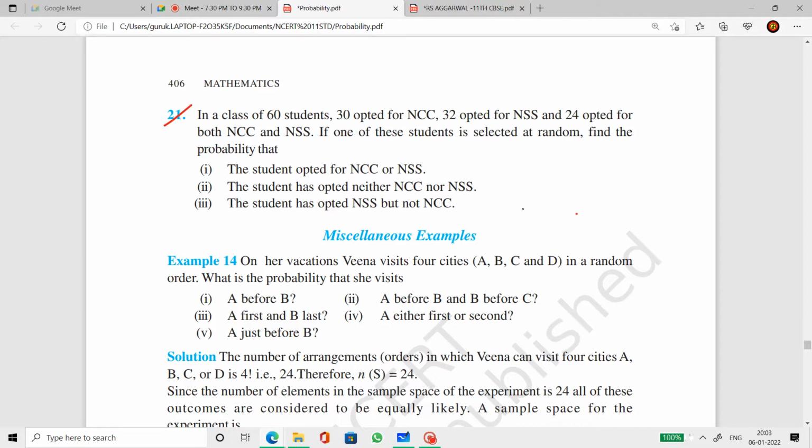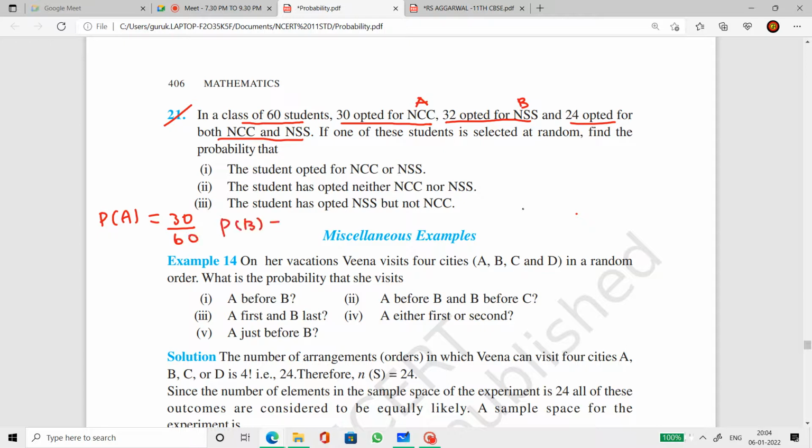Question number 21. In a class of 60 students, 30 opted for NCC, 32 opted for NSS, and 24 opted for both NCC and NSS. The difference in this question is that the number of people is given rather than the probability. So let us assume the number of people opting for NCC as A and the number of people opting for NSS as B. So P of A would be 30 by 60.